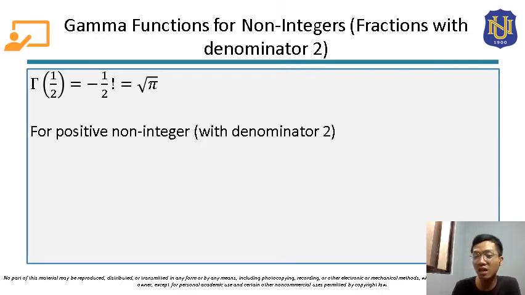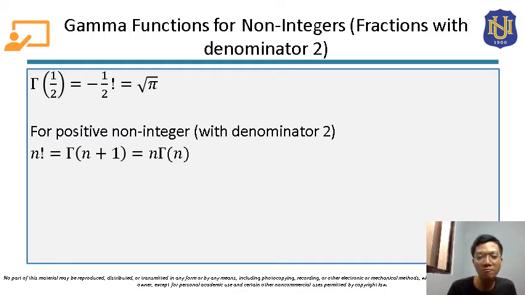What if the exponent of t is not an integer, not a whole number? Let's say that is 1/2, t raised to 1/2. How are you going to solve for 1/2 factorial, right? So we are going to talk about that here. This is just limited to fractions with denominator 2.